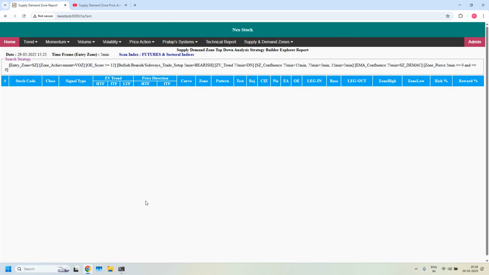Let's filter. So none of them are having EMA confluence. That means in hourly income trade, no stocks are having daily EMA. So that's why they have more failure chances. So this is about hourly income trade.